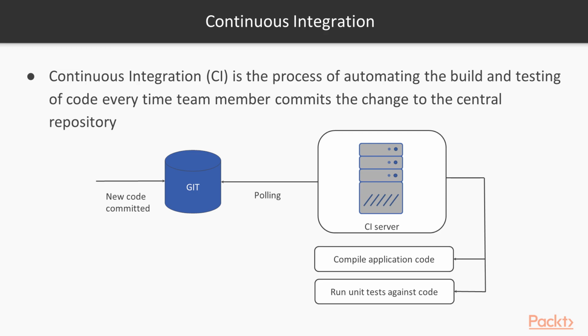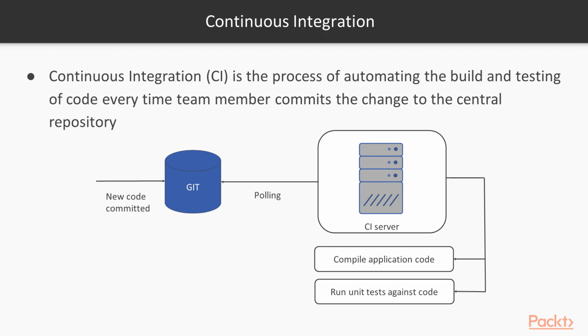Now, continuous integration is a process of basically automating the build as well as testing of the code every time a team member commits it to a central repository. So this is more of a textbook definition. So let's understand this with an example.